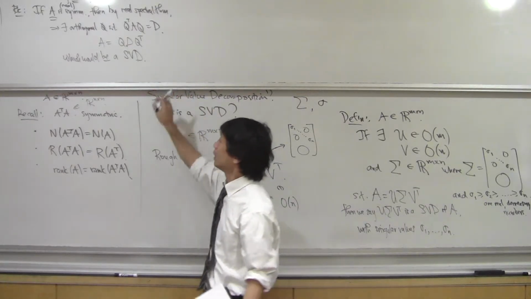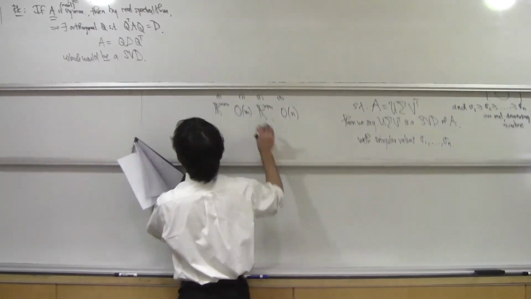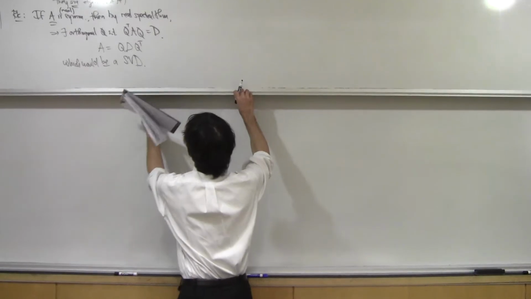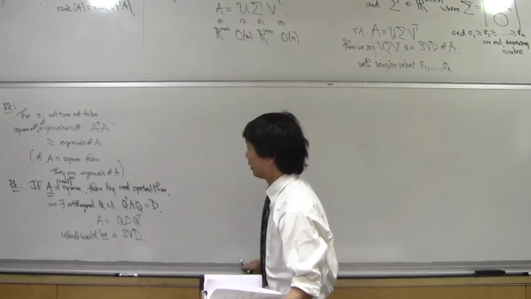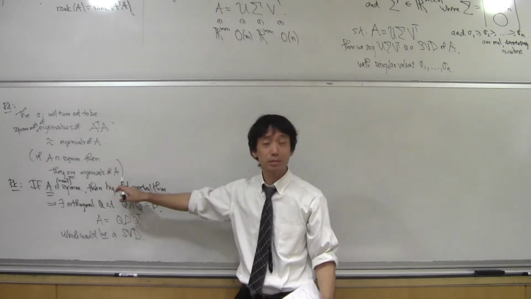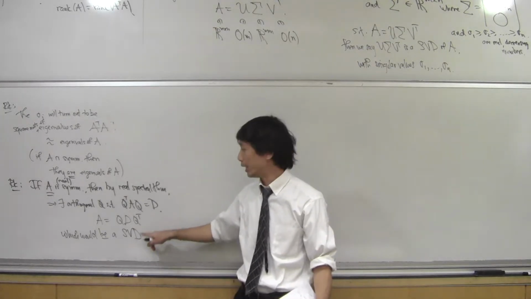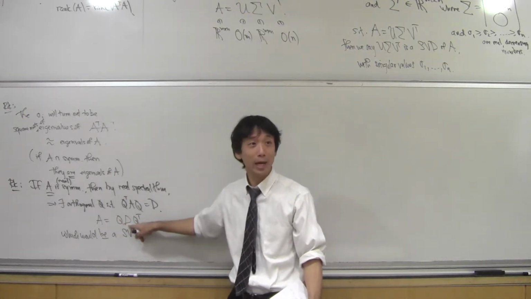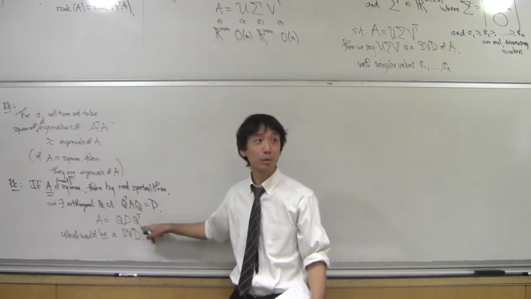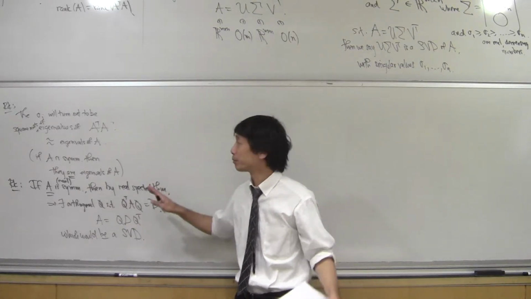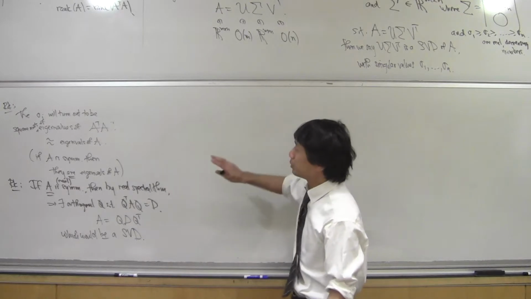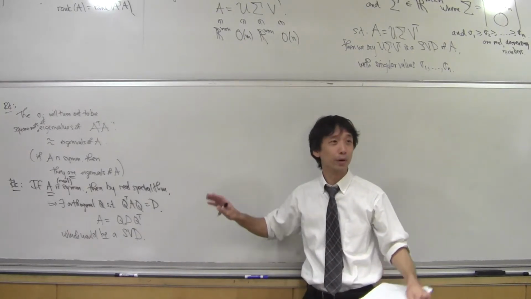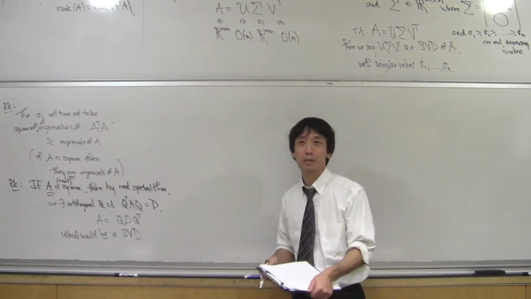If you have a symmetric matrix, you have that from the spectral theorem. Your matrix is something orthogonal times something exactly diagonal times the transpose of something orthogonal. So singular value decomposition is sort of like the spectral theorem for non-square matrices.